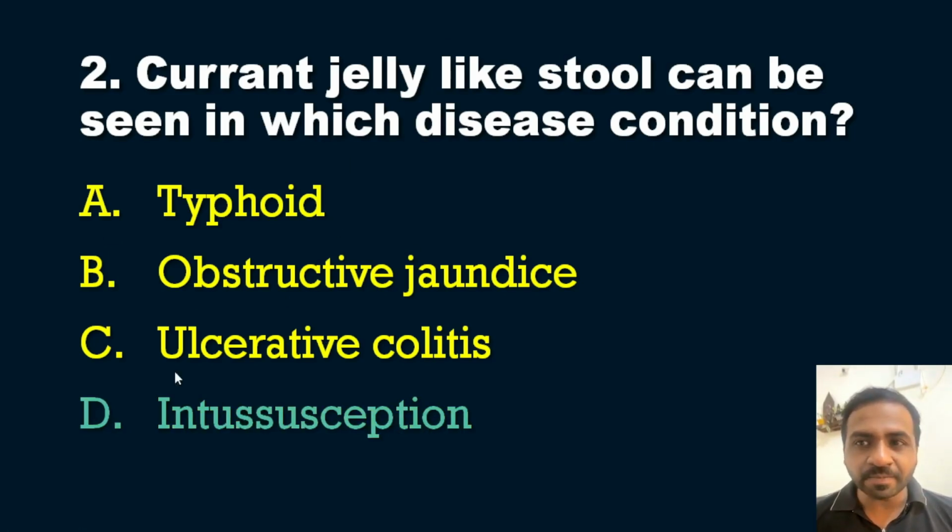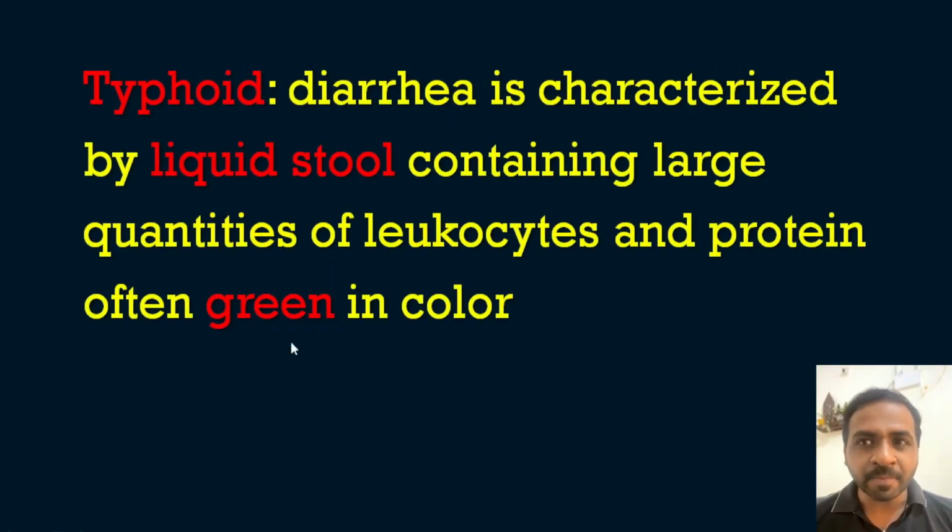So we will see in each condition what the characteristics of the stool are and why. There is a small explanation for everything. In typhoid, you know that diarrhea is characterized by liquid stool. In typhoid the diarrhea will be there, characterized by liquid stool containing large quantities of leukocytes and proteins, often green in color. So what is the peculiarity? Three things you have to remember in typhoid stool: diarrhea, so a liquid stool; large quantities of leukocytes and proteins; and green in color. So that is the point from typhoid.